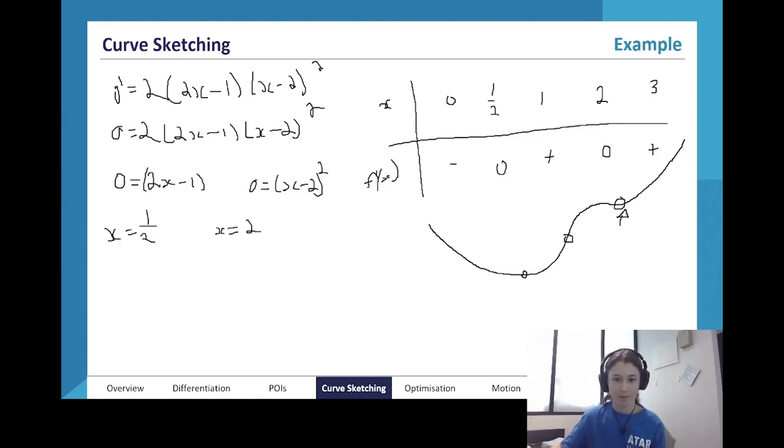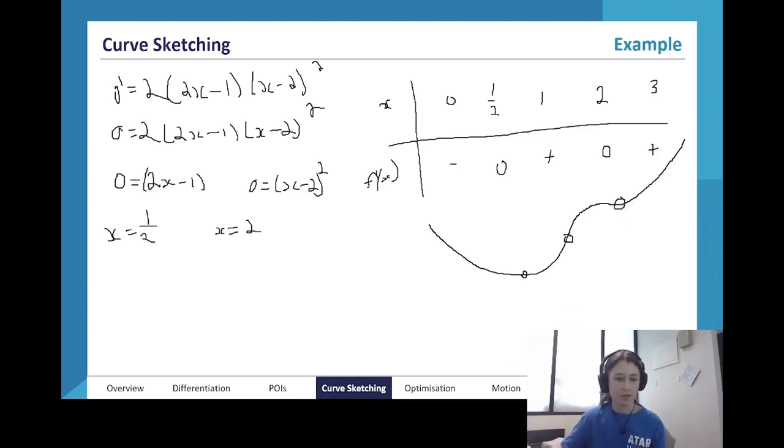Oh, sorry, it is a point of inflection. My mistake. This one is also a point of inflection because the concavity around that point also changes, because here it is concave down, and then here it is concave up. My mistake. So we do have 2 points of inflection here, and then at this point here we have a stationary point and a point of inflection. Okay.